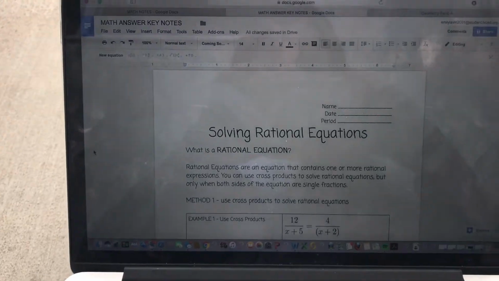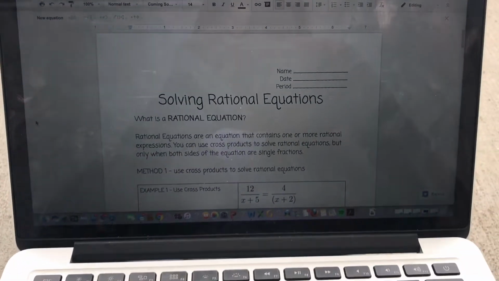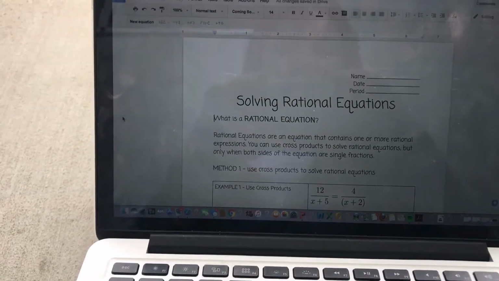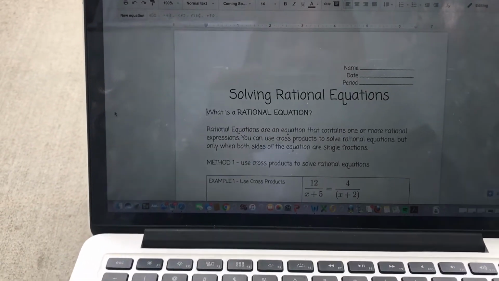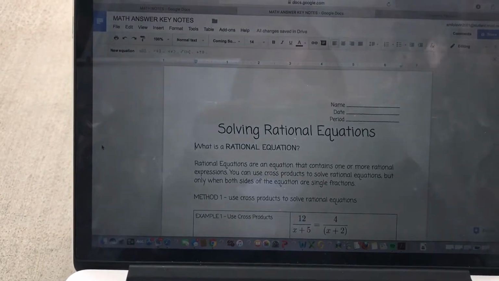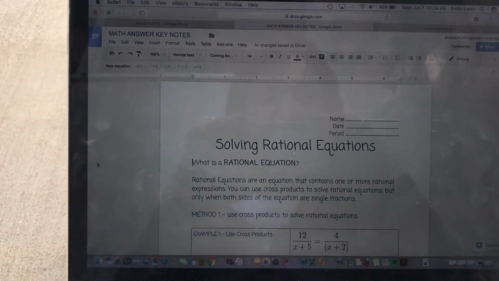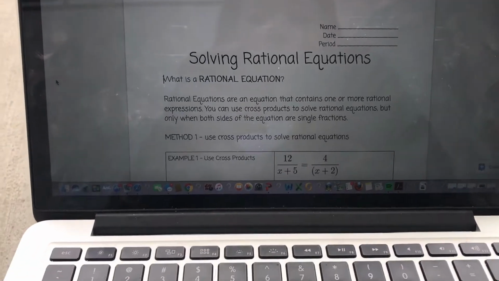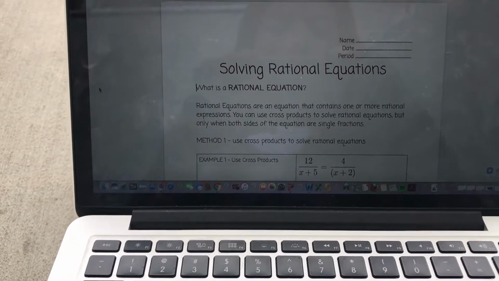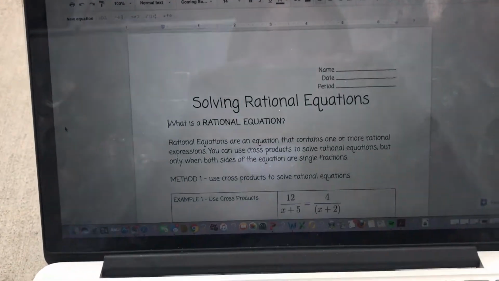So you might be asking yourself, what is a rational equation? Well, rational equations are equations that contain one or more rational expressions. And you can also use cross products to solve rational equations, but only when both sides of the equation are single factors. Good stuff, good stuff. So method 1, use cross products to solve rational equations.